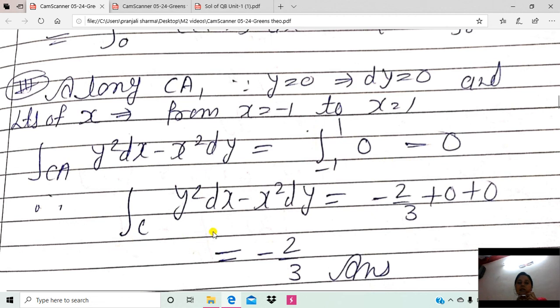So finally the line integral of the function y square dx minus x square dy along the given triangle is equal to first part plus second part plus third part. Therefore the final integration is minus 2 by 3 plus 0 plus 0. So finally the integration is minus 2 by 3. So this is all about line integration.